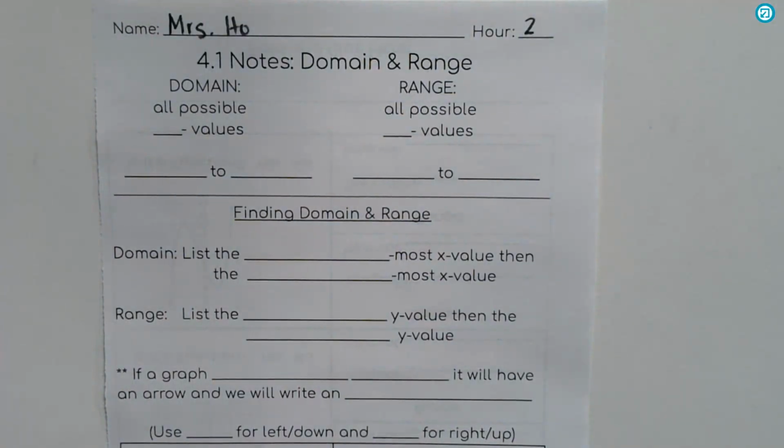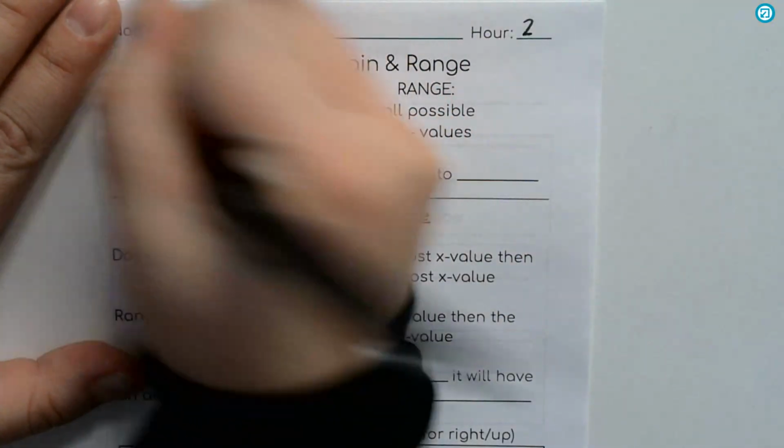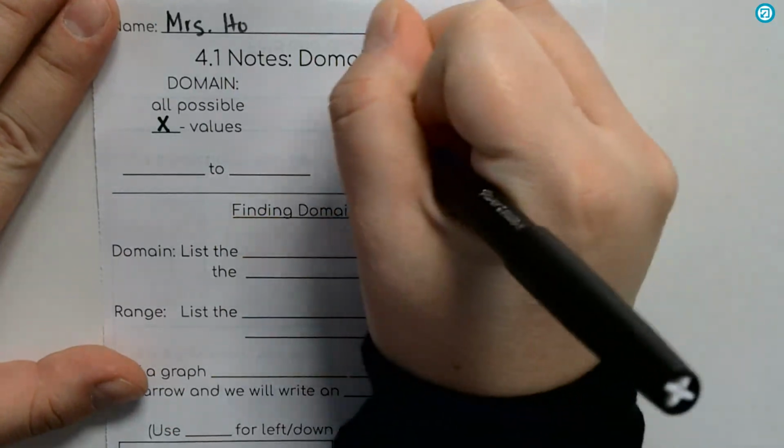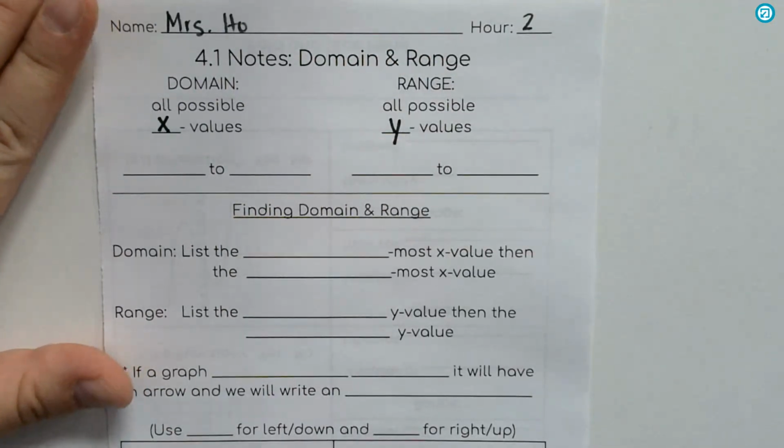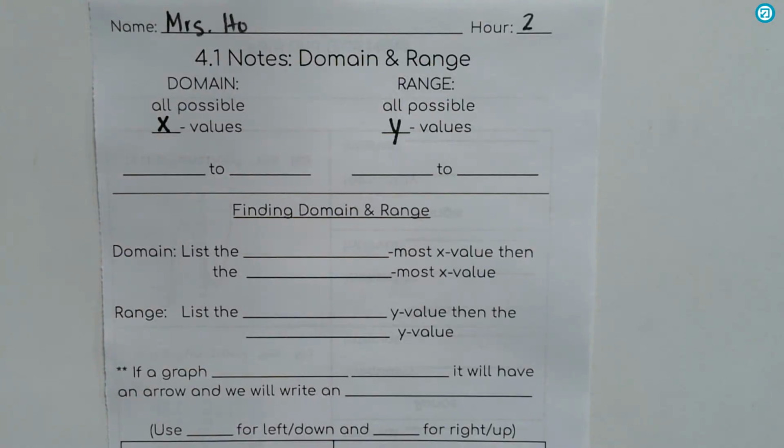Domain and range are two vocab words that we use to describe all of our possible x values and all of our possible y values. So domain is all of our possible x values, and range is all of our possible y values. If you can remember, it goes in order: domain and range, because range and domain sounds weird. So domain and range, x and y is alphabetical. So x comes first, then y, domain comes first, then range.